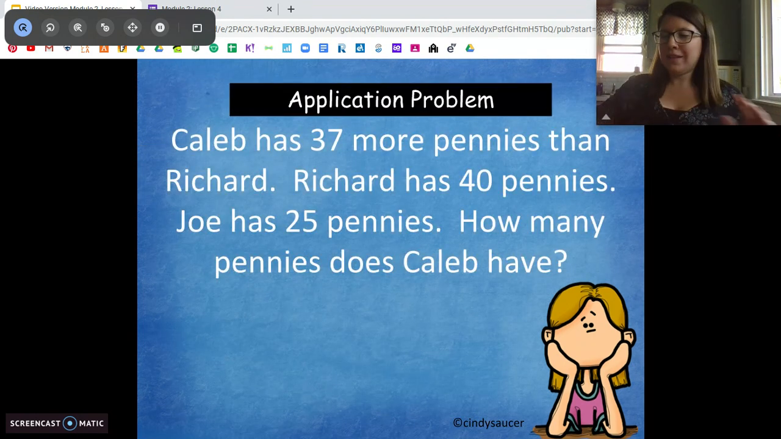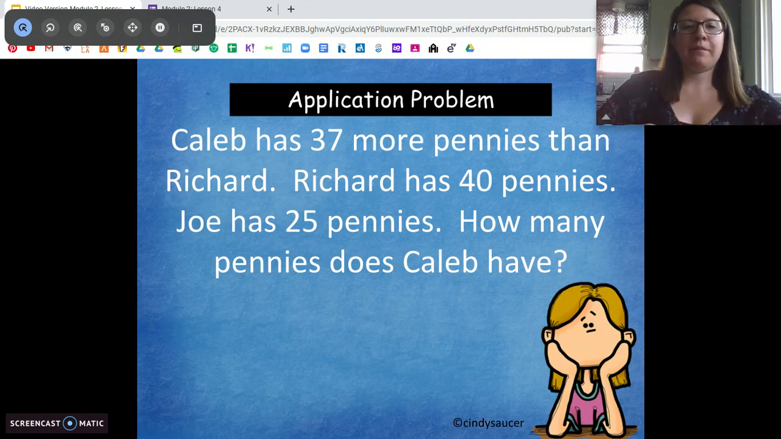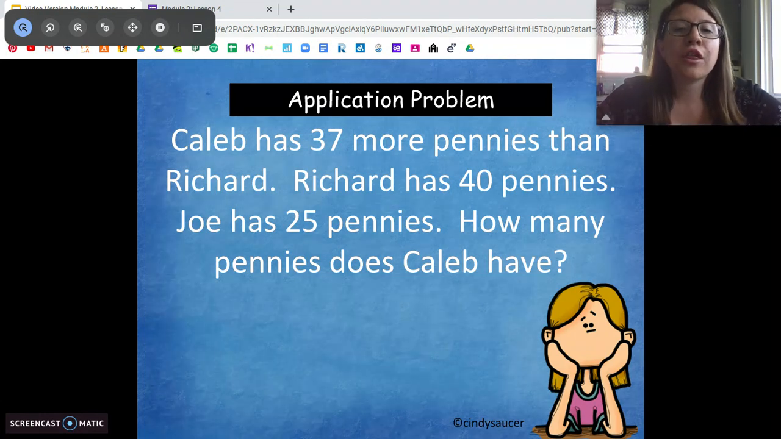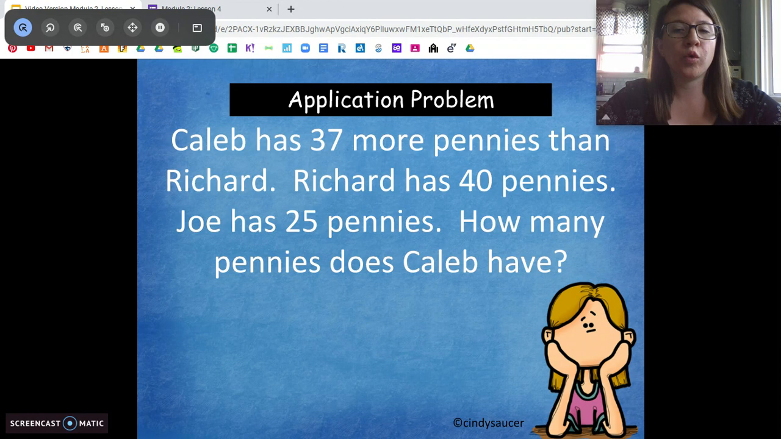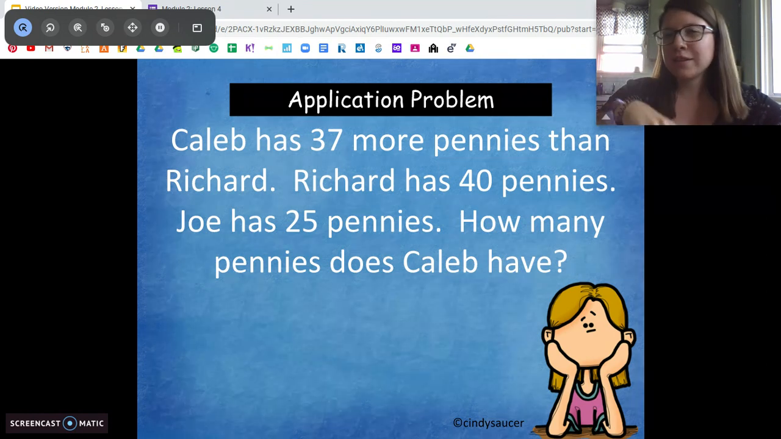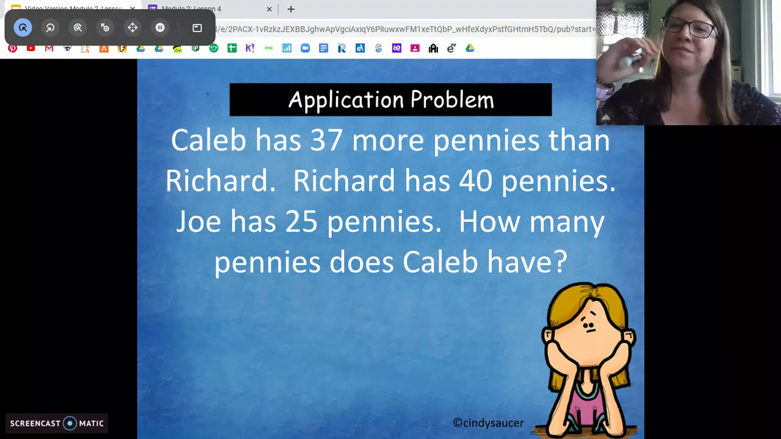Awesome job. All right, let's get out your paper and pencil and let's solve our word problem for today. All right, here we go. Caleb has 37 more pennies than Richard. Richard has 40 pennies. Joe has 25 pennies. How many pennies does Caleb have? Now, when I'm looking at this problem, I'm thinking there's some information that we don't really need. Talk to somebody at home, see if you can figure out what information we don't really need to solve this problem.